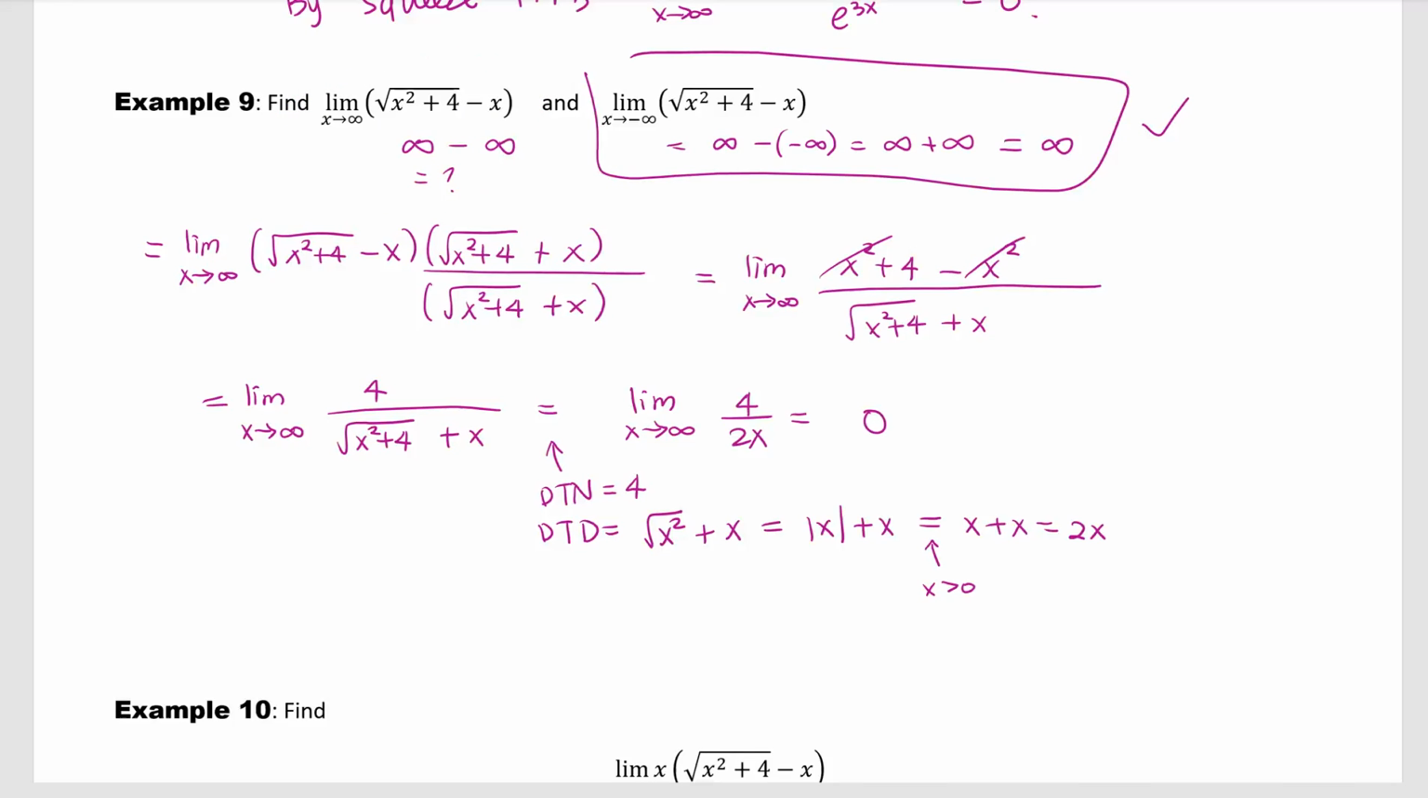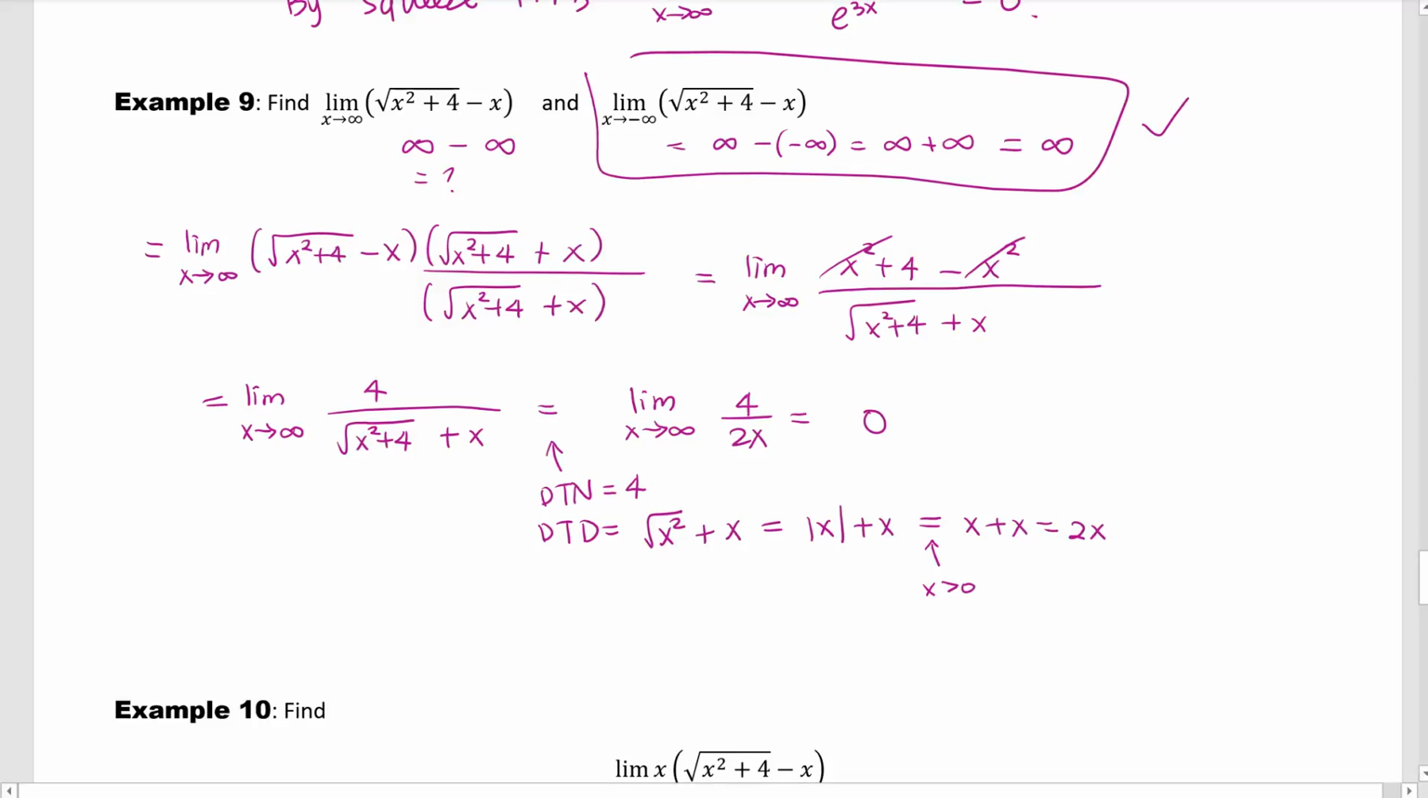So you can see, even though we have the same formula expression, but the limits when x goes to different number, infinity or minus infinity, the answer can be totally different. So when you read the problem, read really carefully, where is your x approaching? Okay? So let's continue. So continue on example 10.